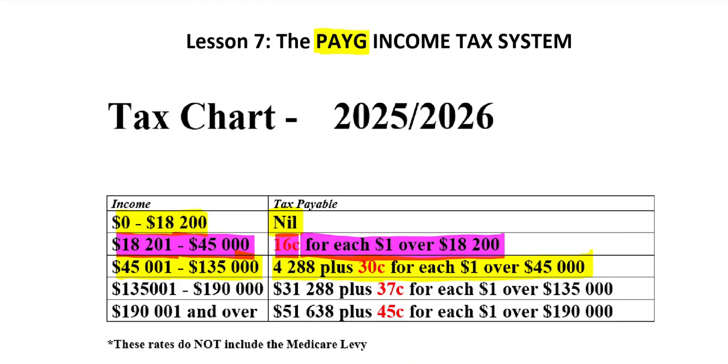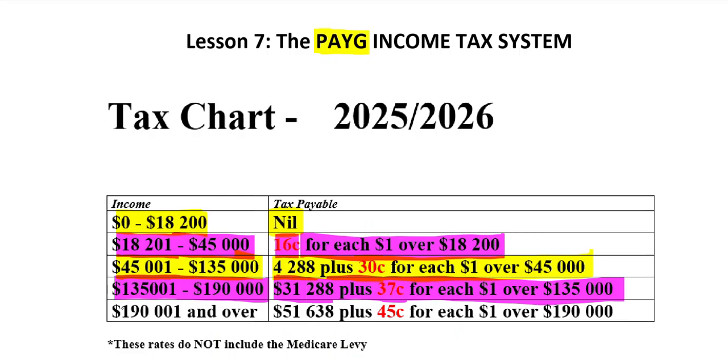Then, if you earn between $135,001 and $190,000, you have to pay $31,288 in tax. That is for the lower end, so that's if you earned $135,000. But then on all the extra dollars that you earn over that, you have to pay 37 cents for every dollar over the $135,000.